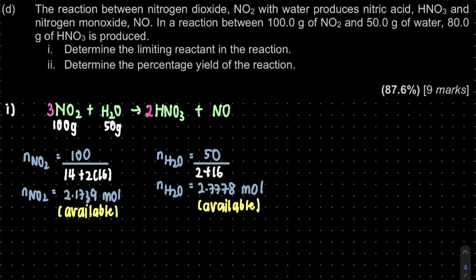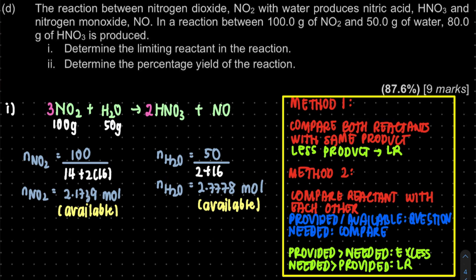Next, we're going to compare the values to find out the limiting reactant. There are two methods to determine the limiting reactant. Method 1 is to compare both of the reactants with the same product. For example, if you compare the NO2 with HNO3, make sure you compare the H2O with the HNO3 as well. Compare with the same product. Don't compare NO2 with HNO3 and H2O with NO. We must compare with the same product, and the one which produces less product is our limiting reactant, that is my LR.